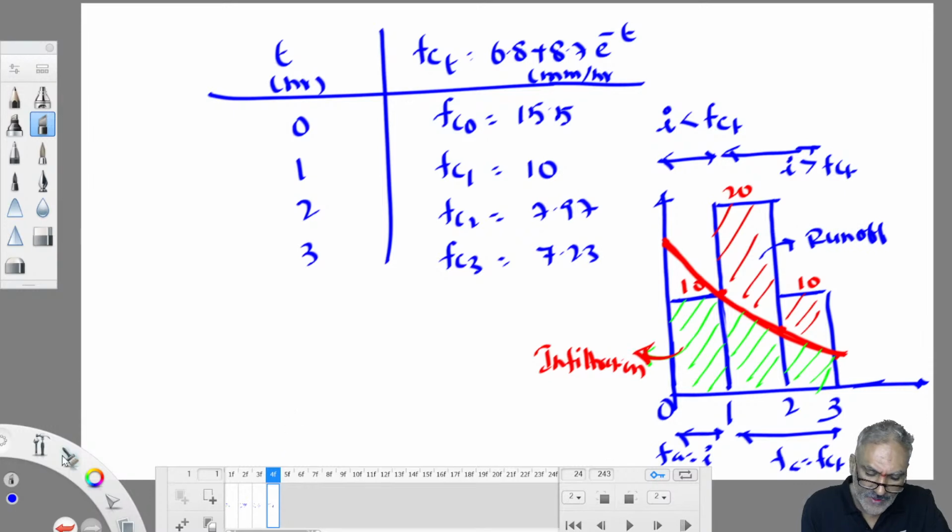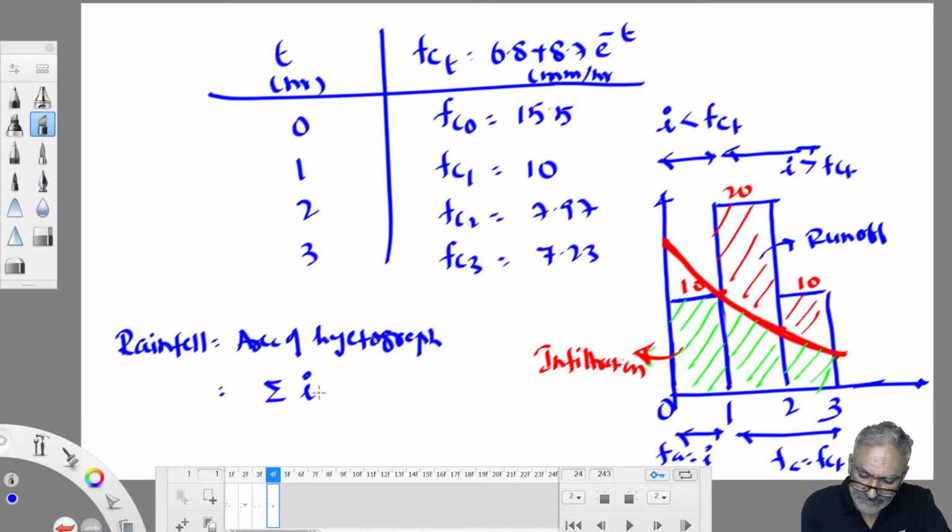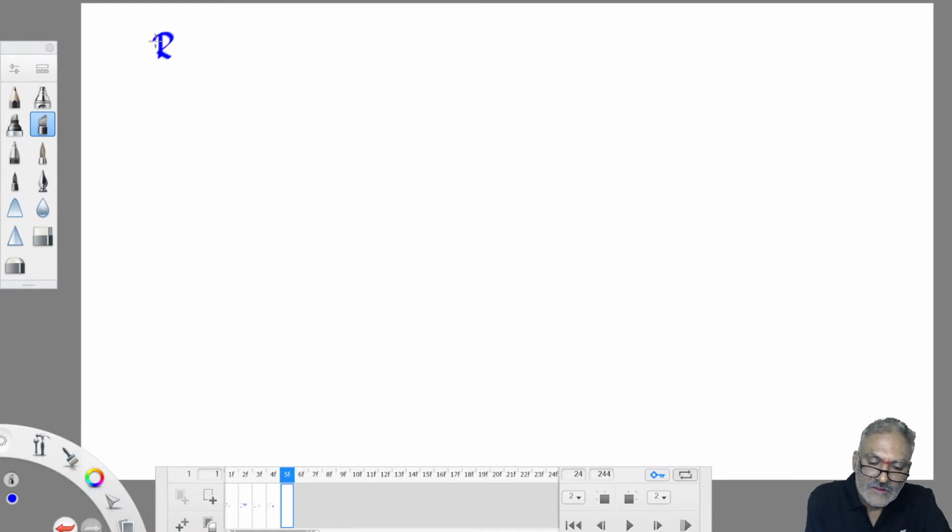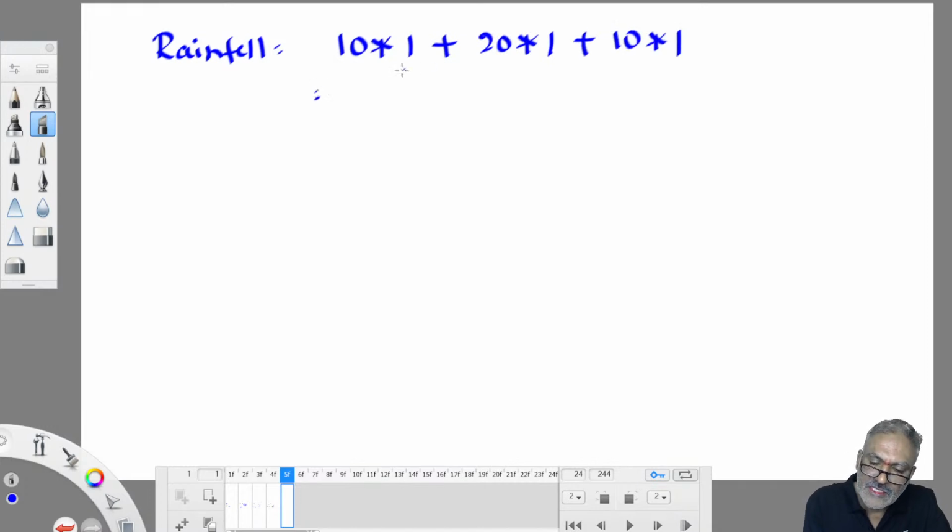Rainfall anybody can find out. The area of the hydrograph is rainfall. Total area of the hydrograph is equal to sigma I into t. So rainfall is equal to: first 1 hour, intensity is 10, time is 1. Second 1 hour, intensity is 20, 1 hour. Third 1 hour, intensity is 10. So total rainfall in 3 hours is 40 mm.